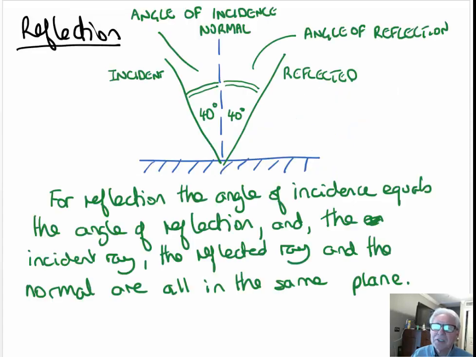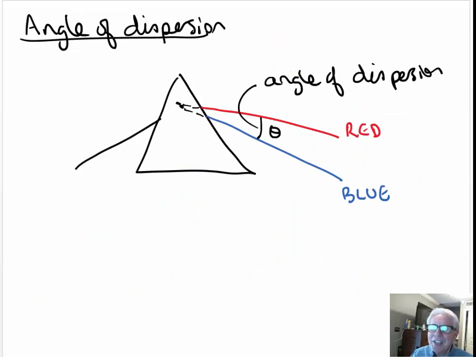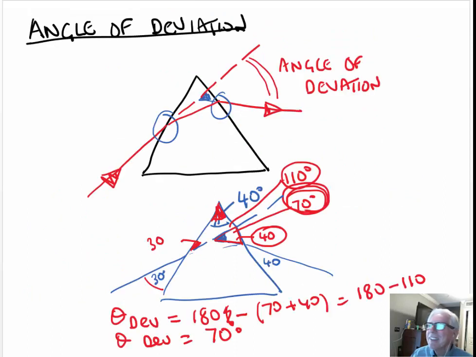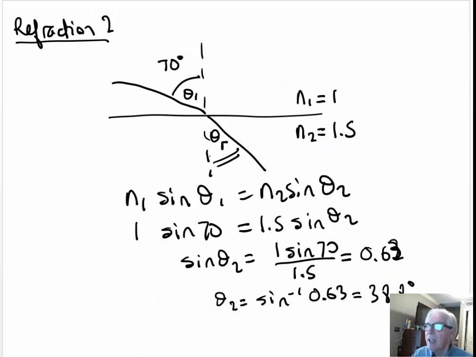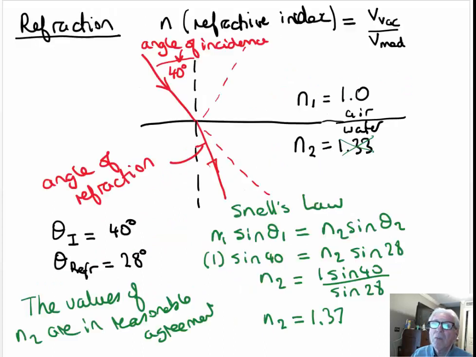let's do that again. Know the angle of dispersion, know the angle of deviation, and know how to calculate it with a diagram. Know that for a parallel glass block, the two rays are offset from each other, but they are parallel to each other. Know how to work out good old Snell's law. That's for sure going to come up.